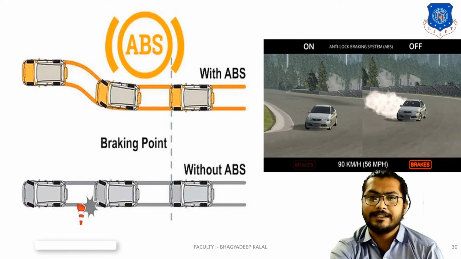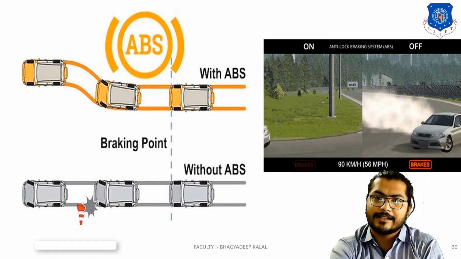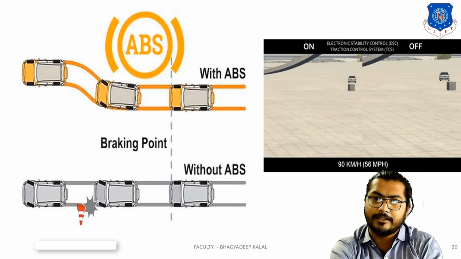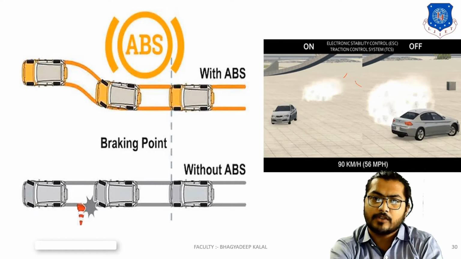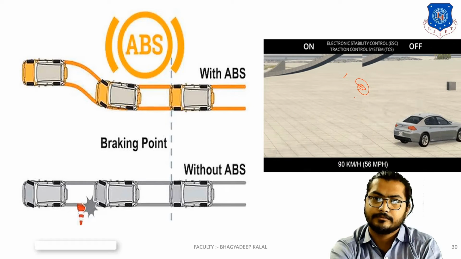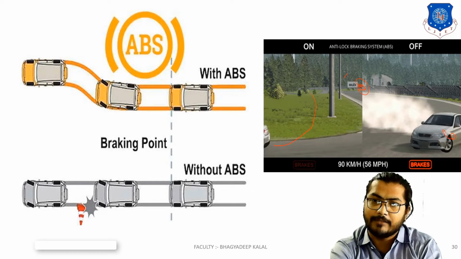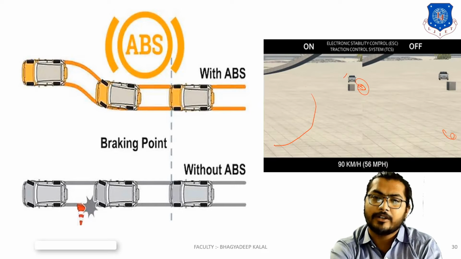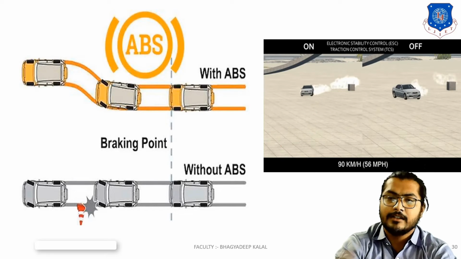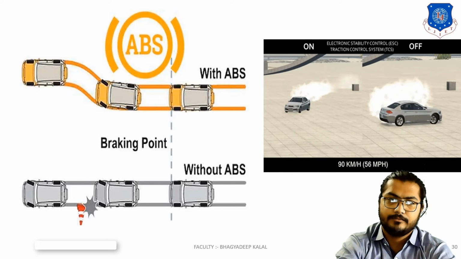Now in this diagram we can see that this car is coming and takes a turn, and an obstacle comes here. Without ABS, your wheel will be locked and slip out. This is again the braking system.